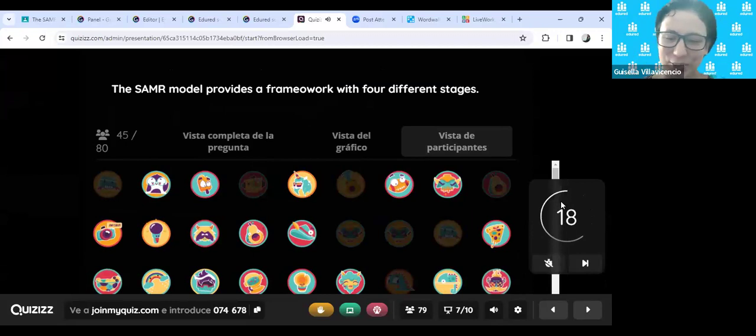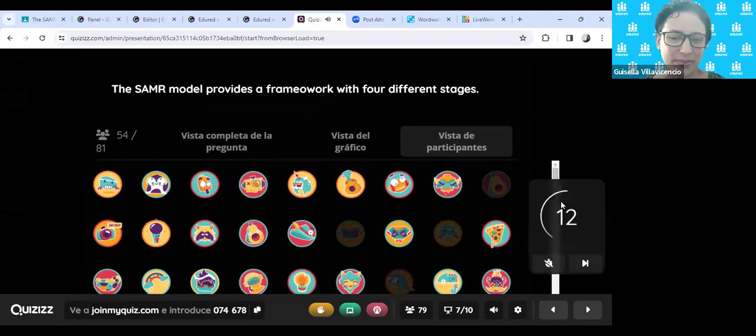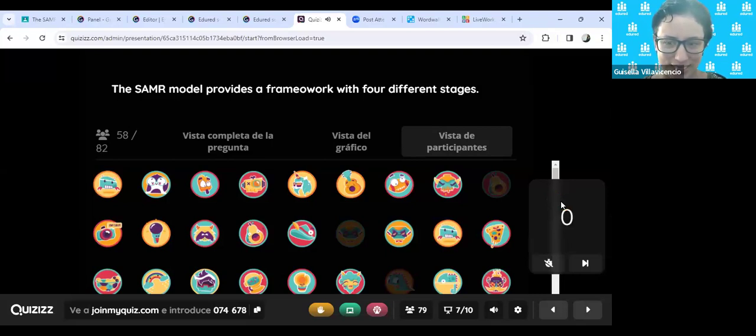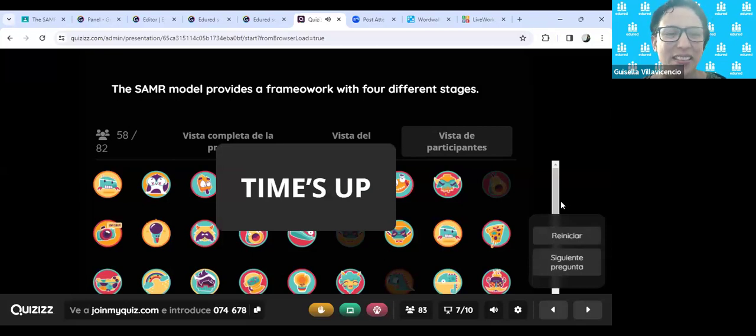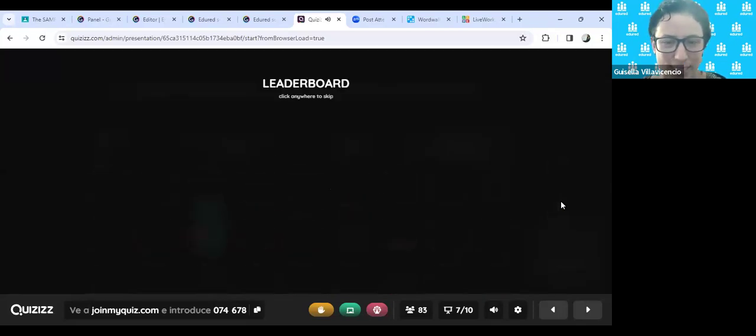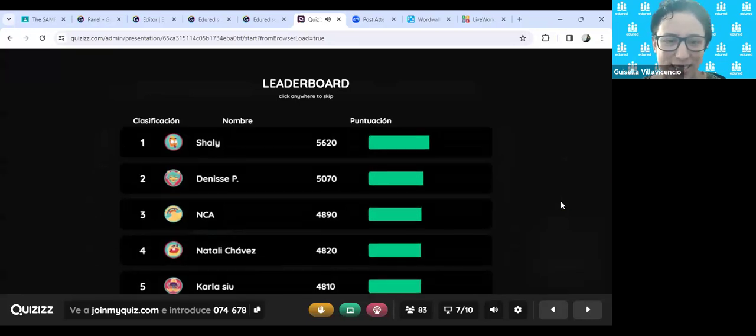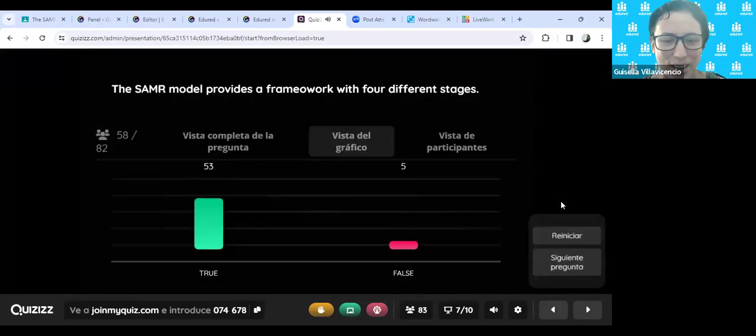Super easy. Yes, this is yes or yes, everybody. I need 100% correct answers. This is super, super easy. The SAMR model provides a framework with four different stages. Of course. Yes, very good. Five top. True. Four different. SAMR is because there are four letters, because there are four stages. It's true. Oh my God. Who put false? No, guys. No, it's true. It's true. Next question 8.